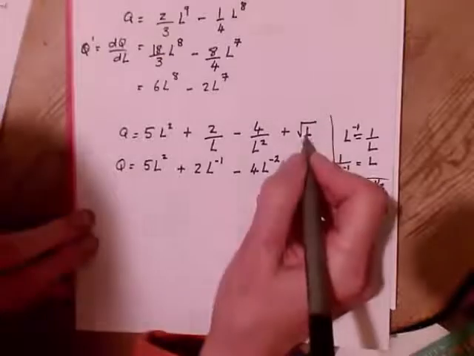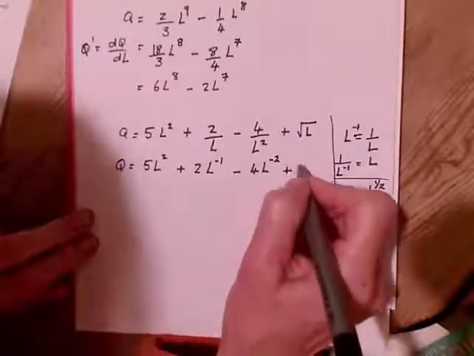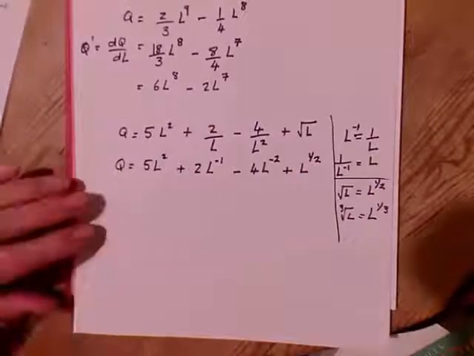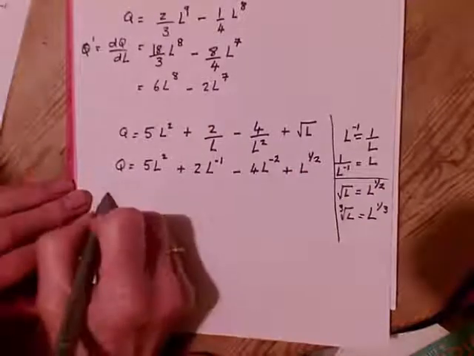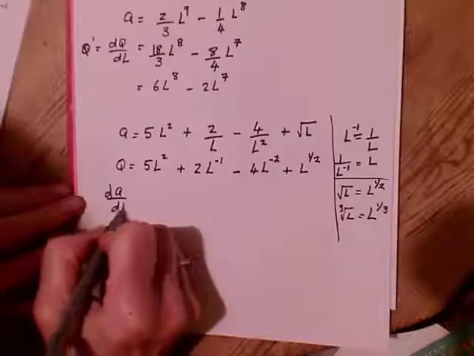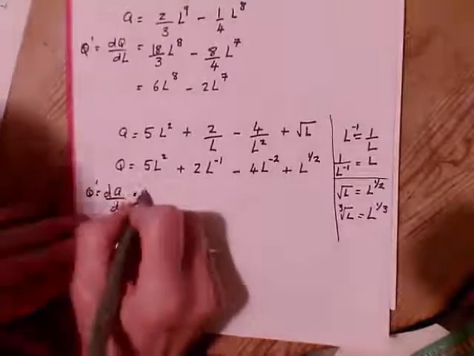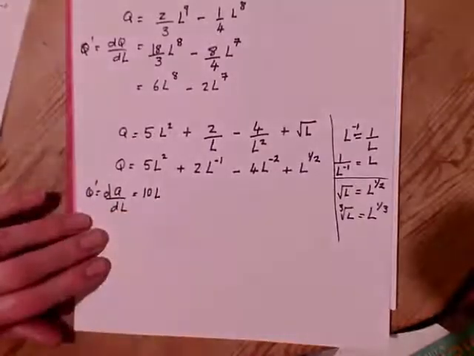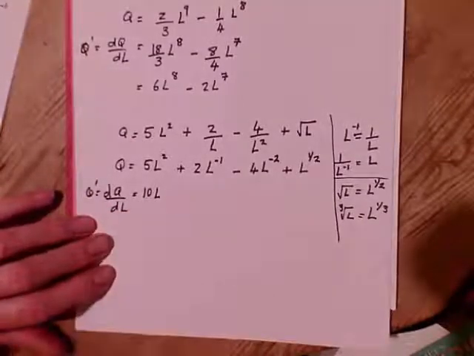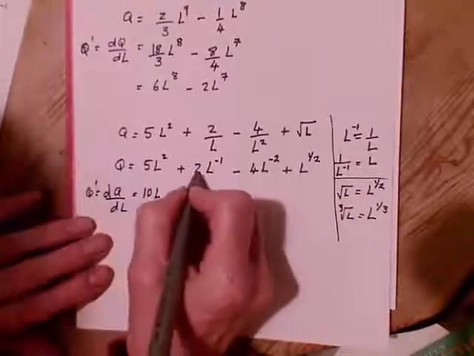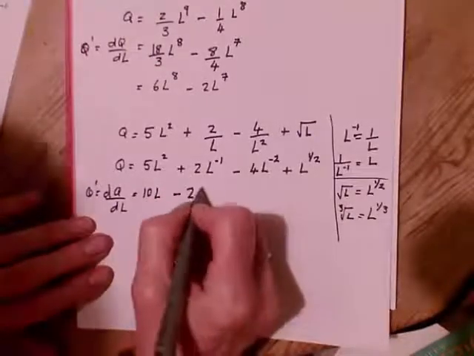Okay, so I'm now going to write square root of L as L to a half. So now we're ready to differentiate. So now I can write dQ by dL, or Q prime. And here we go. 2 times 5, 10, L to the power of 1, but we don't need to write the 1. Right, now I'm going to multiply by this negative power, so my 2 becomes minus 2.